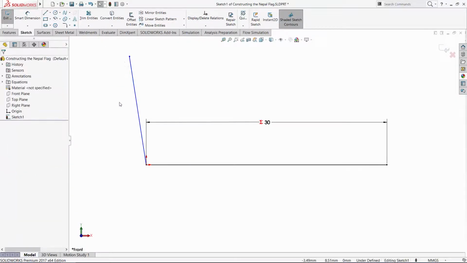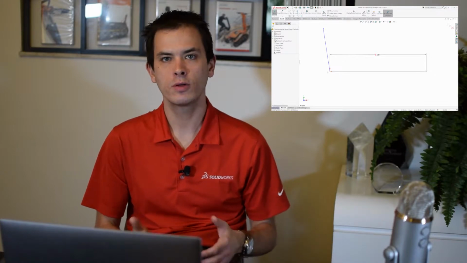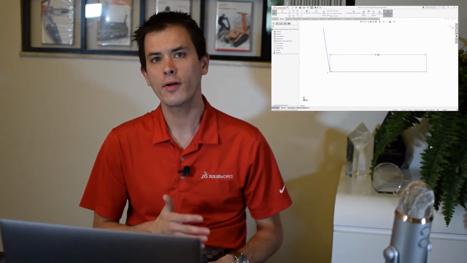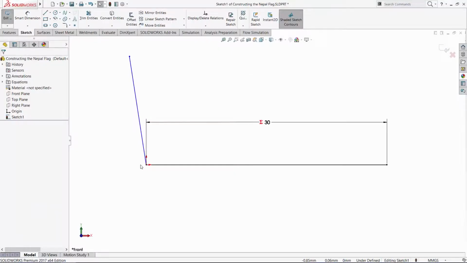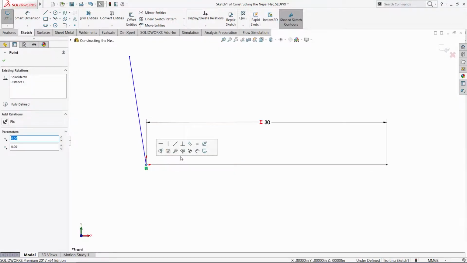These lines should be perpendicular. A sketch relation will take care of that. This can be done quicker than ever by using the shared vertex enhancement of 2015. Picking this point instead of the two lines adds the exact same relationship in a fraction of the time. It's the quickest way to keep moving through the CSWP exam.